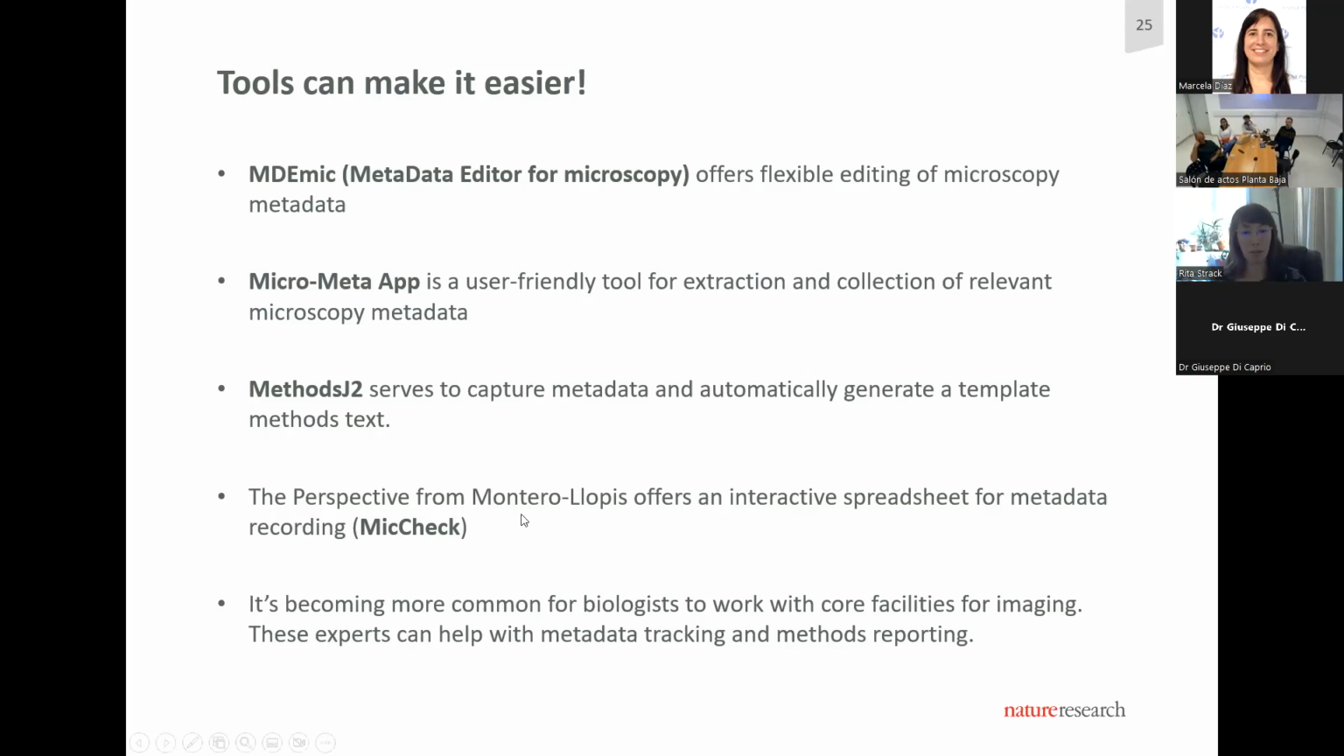And these three tools are designed to work together. In the perspective from Montero Lopez, they also developed MicCheck, which is an interactive spreadsheet for metadata recording. And I would say that, as instruments get more sophisticated, it's becoming more common for biologists to work with core facilities. And I think that's great. These experts can really help with these sorts of metadata tracking and methods reporting. And I think it's good to lean on these experts with a lot of microscopy expertise. And these are also the people who are helping develop the standards. So it's sort of full circle.